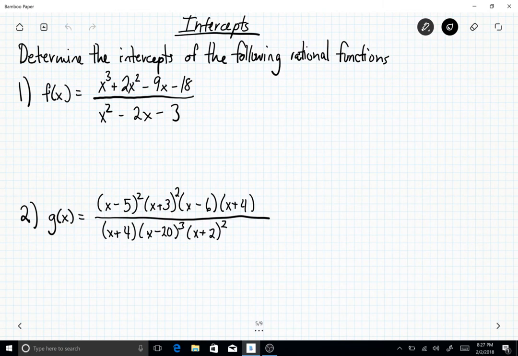So the next bit: determine the intercepts of the following rational functions. There's technically two parts that we have to check out here. I'm actually going to ask a question first. How do we determine a y-intercept? I want to see what you all remember. And then also, how do we determine an x-intercept? You can tell me, and then hopefully we can move forward from there.